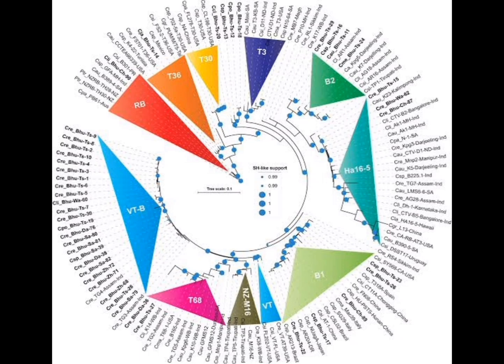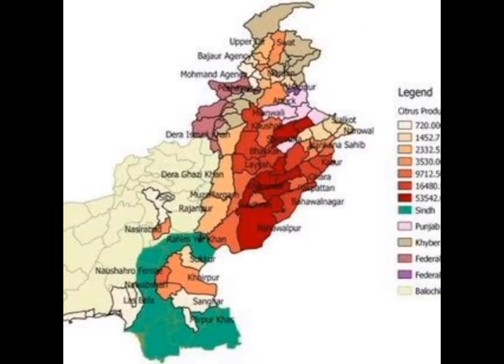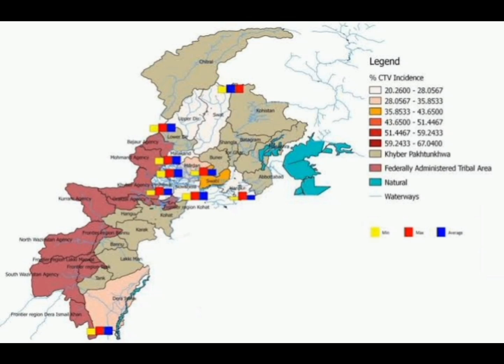Citrus tristeza virus, CTV, is a viral species of the genus Closterovirus that causes the most economically damaging disease to its namesake plant genus, citrus. The disease has led to the death of millions of citrus trees all over the world and has rendered millions of others useless for production.